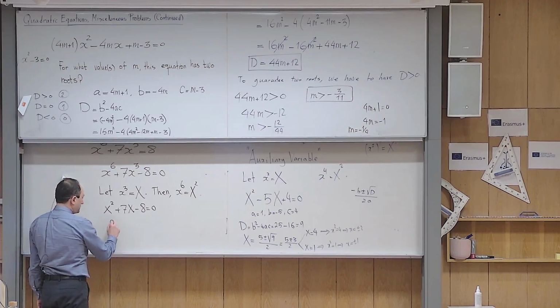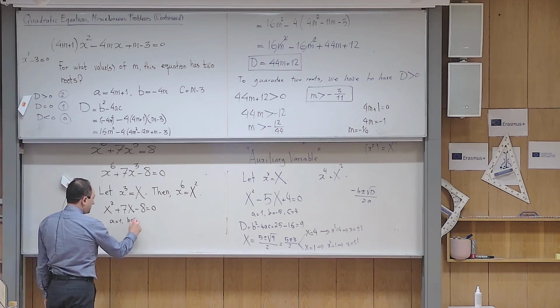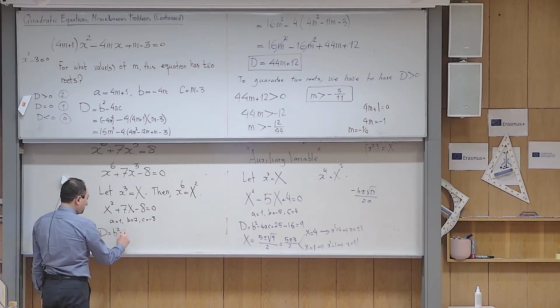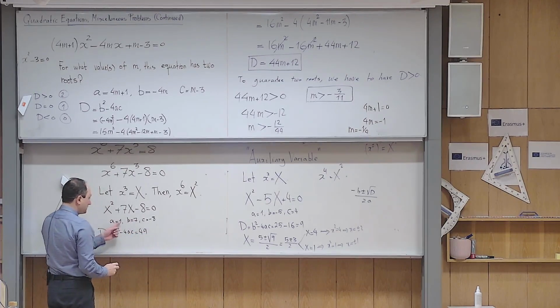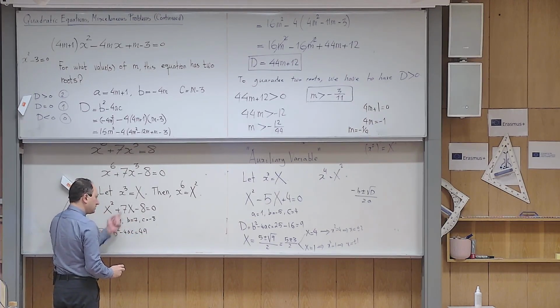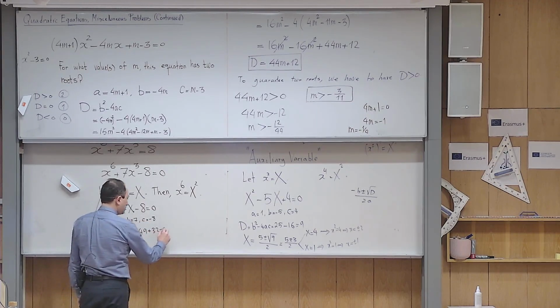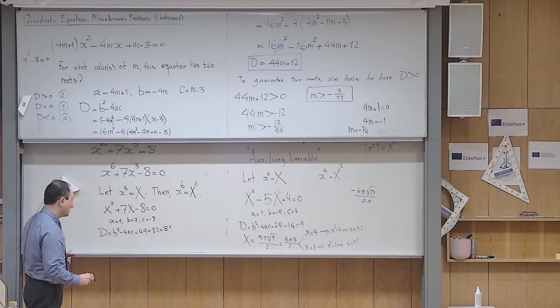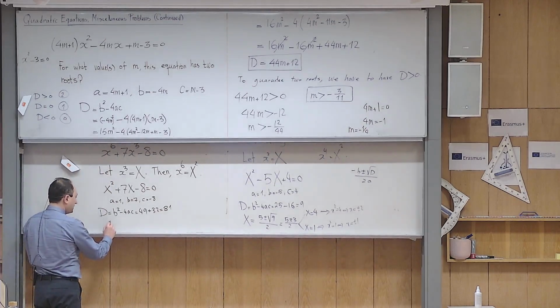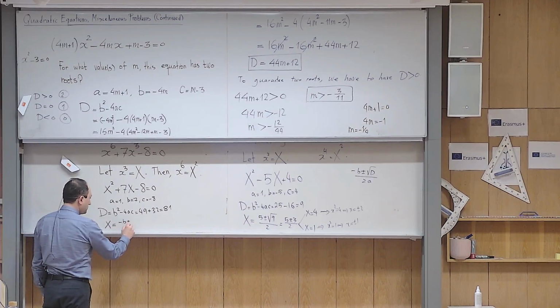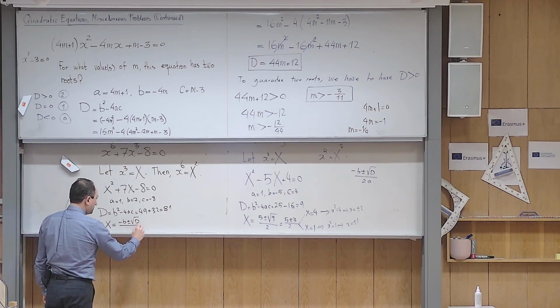So let me write. What is A? 1, B, 7, C, minus 8, D, B squared minus 4AC is 49, minus 4 times 1 times minus 8, plus 32. It's not hard, it is 81. So I would say capital X is equal to minus B plus or minus the square root of D divided by 2A.